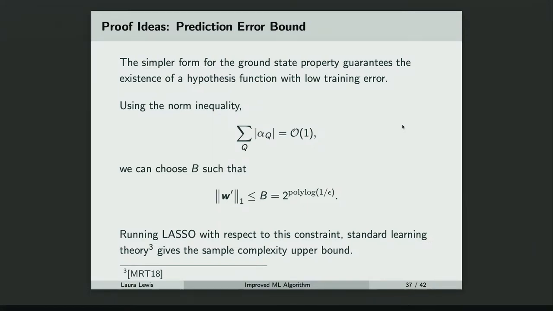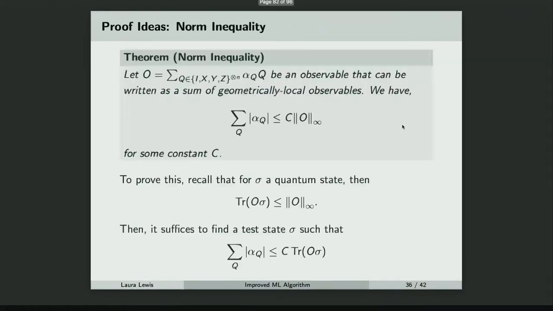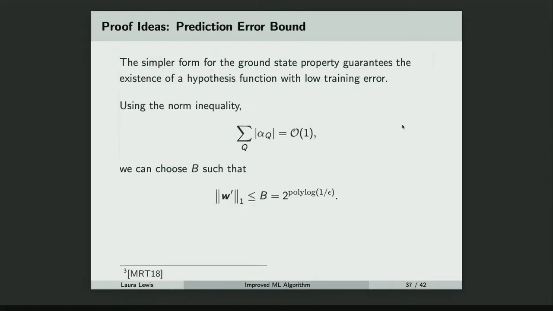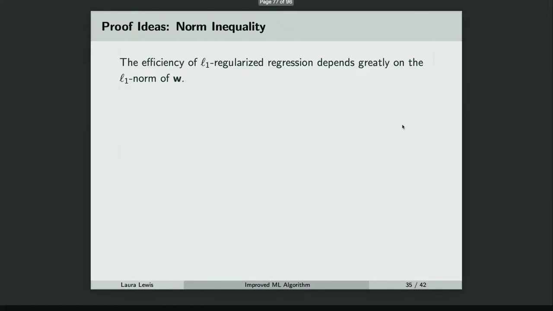Remember in the lasso guarantee, there was this B squared out front. So this is B, and then in the lasso guarantee, it's that.